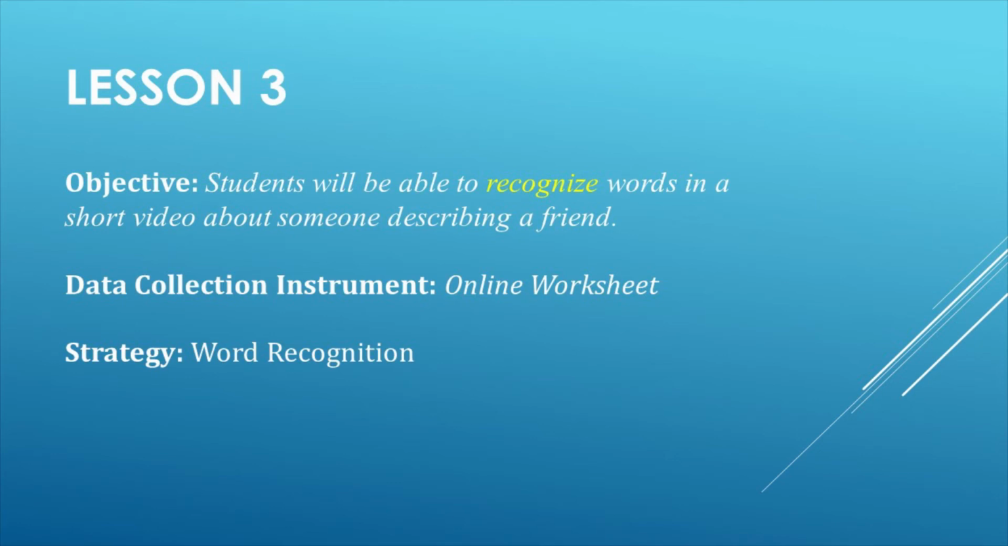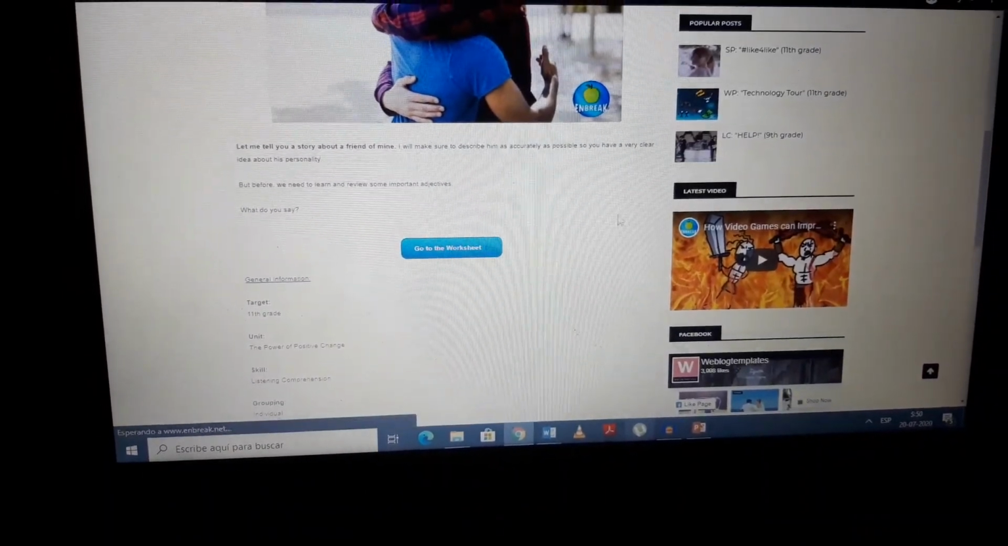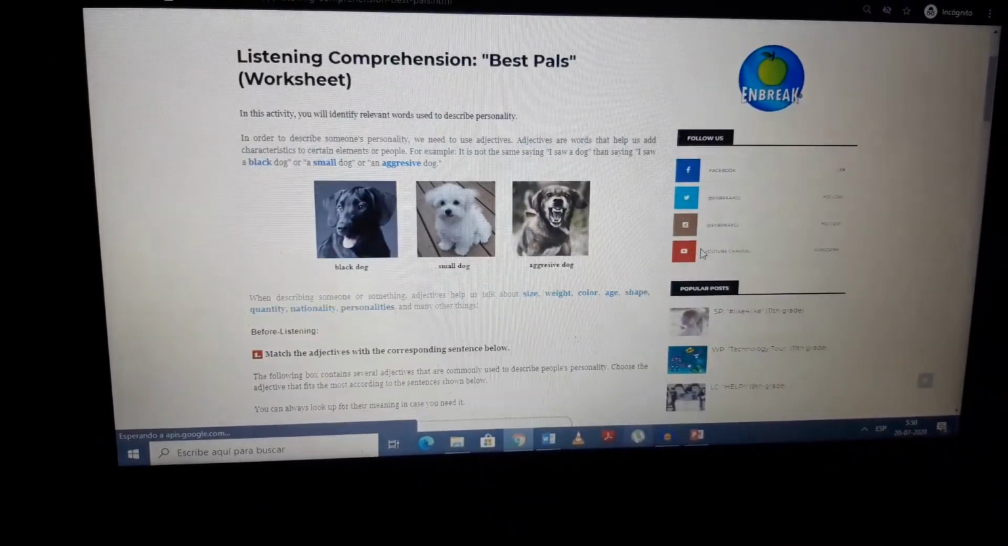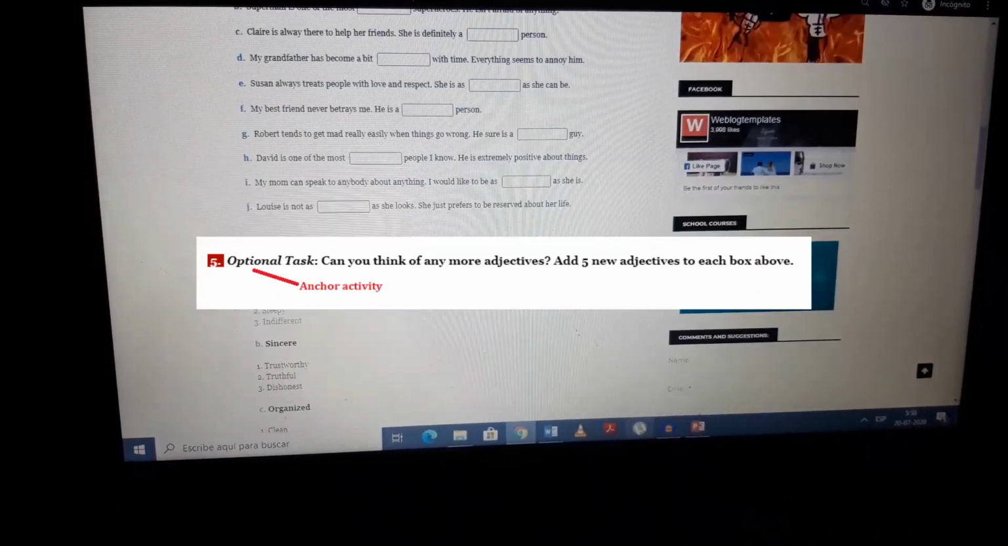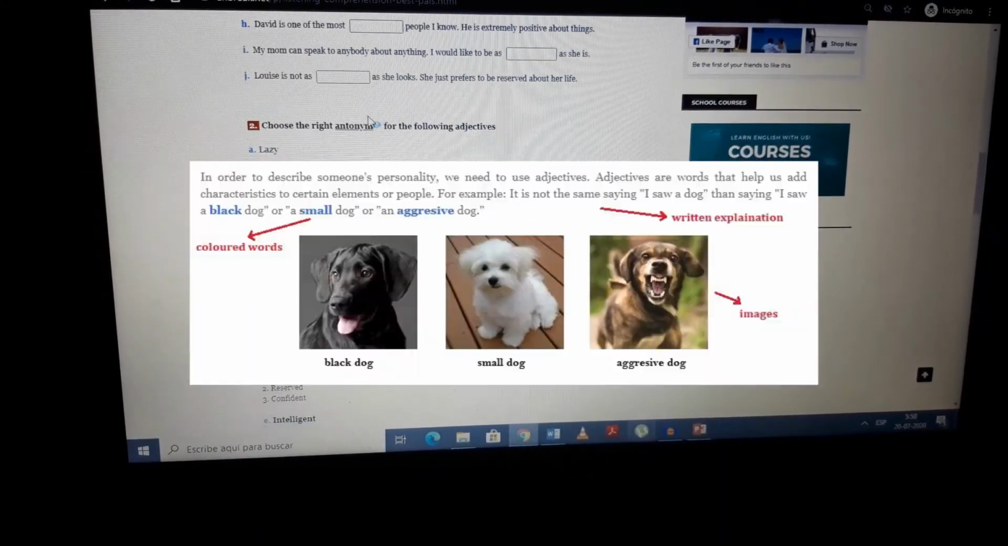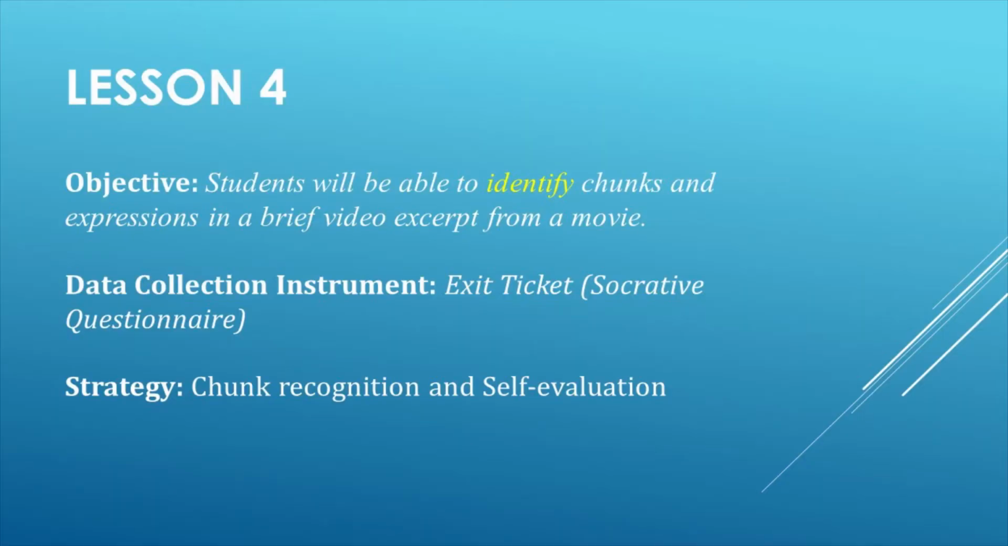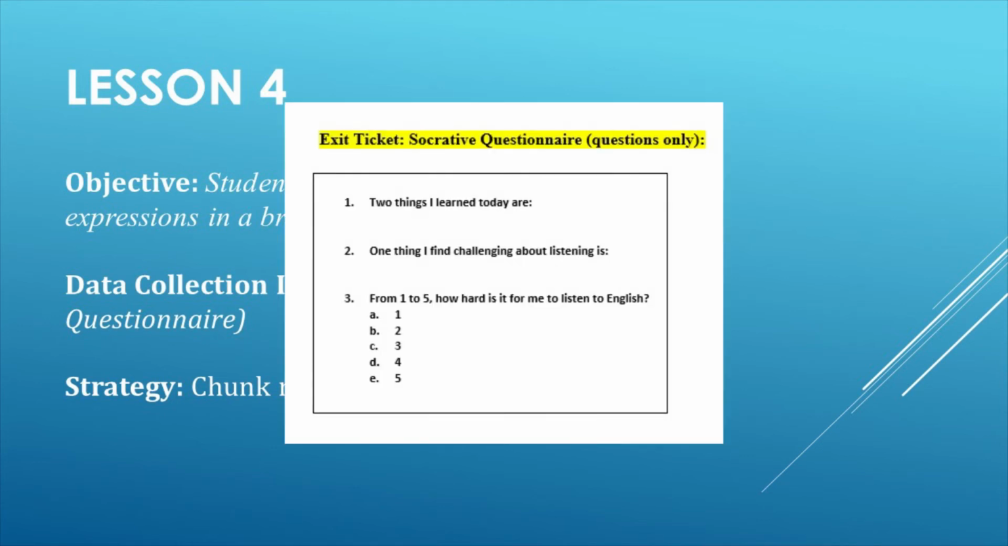In Lesson 3, students will review the contents from the previous class in an online worksheet, which they will use to practice the word recognition strategy. It is worth mentioning that this worksheet is scaffolded and contains vocabulary support, help options, and anchor activities, as well as multisemiotic resources to illustrate explanations. In Lesson 4, the students will train the chunk recognition strategy through an online worksheet. By the end of this class, they will answer a 3-question Socrative questionnaire where they will apply the self-evaluation strategy to evaluate their learning so far.